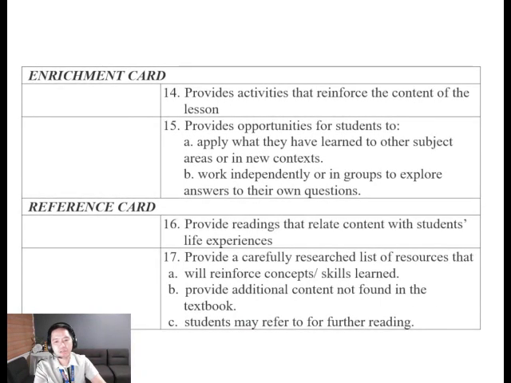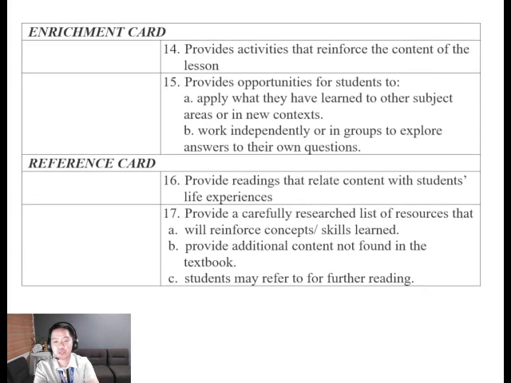Your enrichment card provides activities that reinforce the content of the lesson, provides opportunities for students to apply what they have learned to other subject areas or in new contexts, work independently or in group to explore answers to their own question. Your reference card provides readings that relate content with students' life experiences, provide a carefully researched list of resources that will reinforce concept skills learned, provide additional content not found in the textbook, students may refer to for further reading.